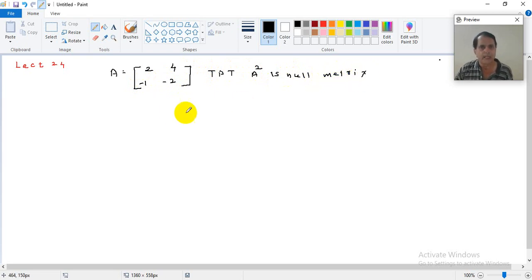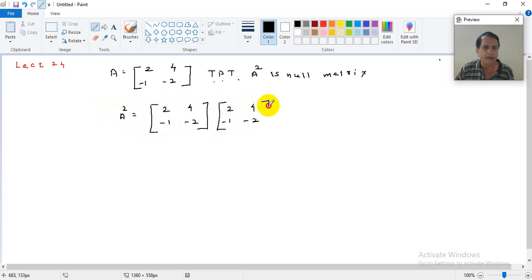So what I have to do? Calculate A square first. TPT means to prove that. This short form I will use. So A square means what? A into A. 2 4 -1 -2, and to that you have to multiply again by the same matrix 2 4 -1 -2. Right? A square does not mean squaring each element of A. A square is a matrix multiplication, A into A.